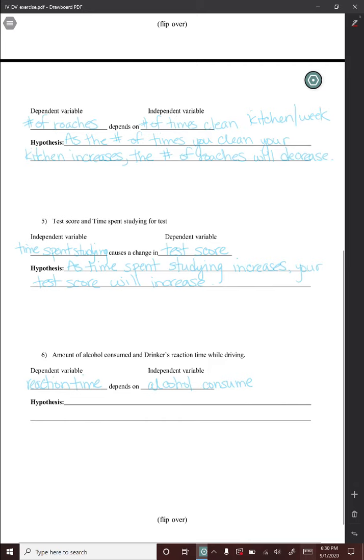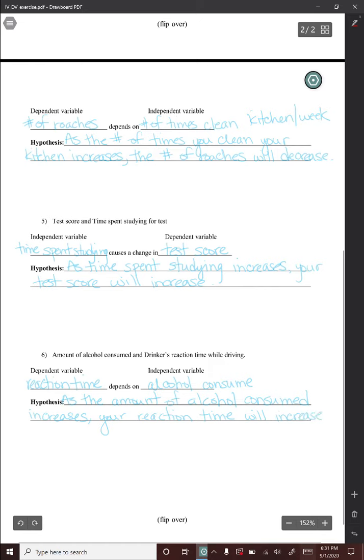So because we're dealing with time here on reaction time, we have to pay attention to the wording of our hypothesis. So as the amount of alcohol consumed increases, your reaction time will increase.